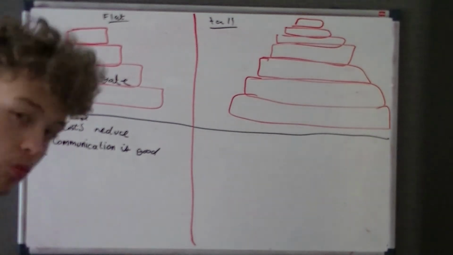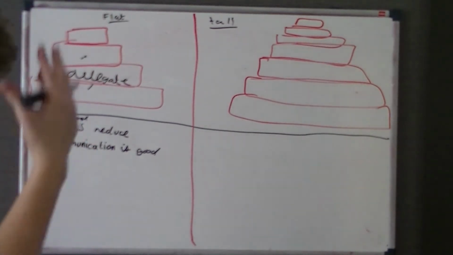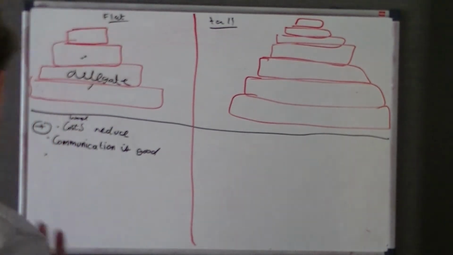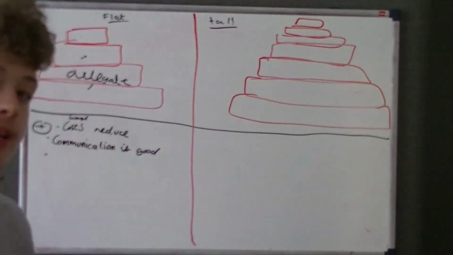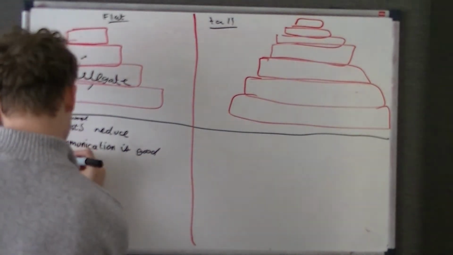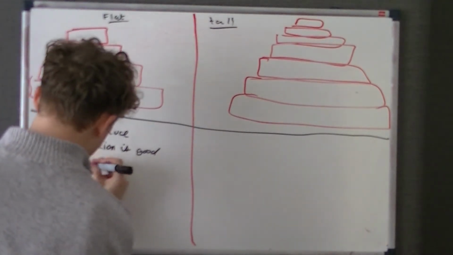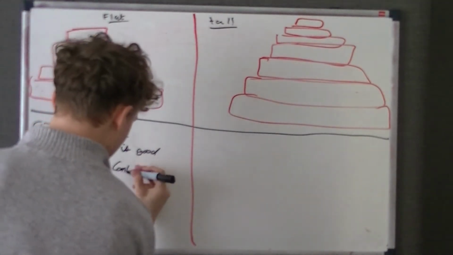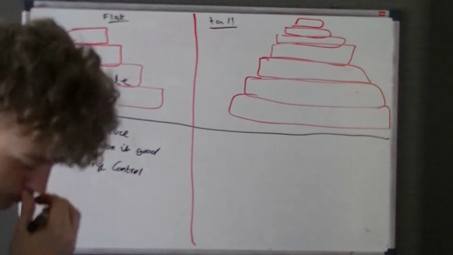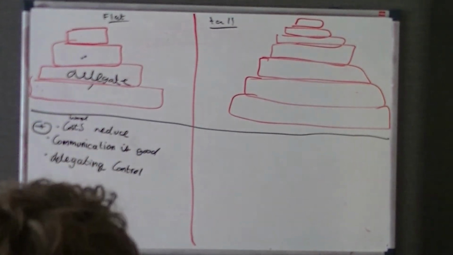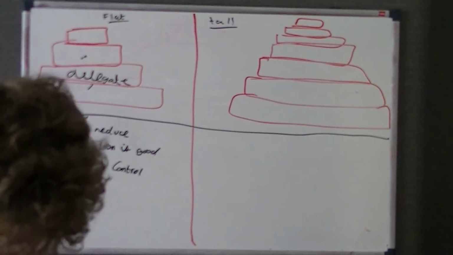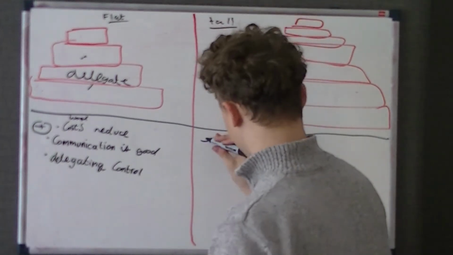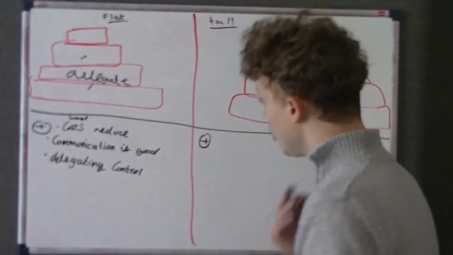So it spreads the workload out for supervising the employees, and it allows a business to motivate its employees. So delegating, control. Is there any more? Cost, communication. Yeah, they're the main ones. There is another one, but I don't personally think it's that important. So you've got the advantages of a tall business.